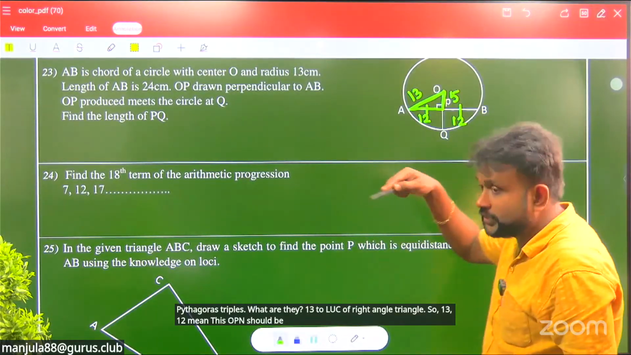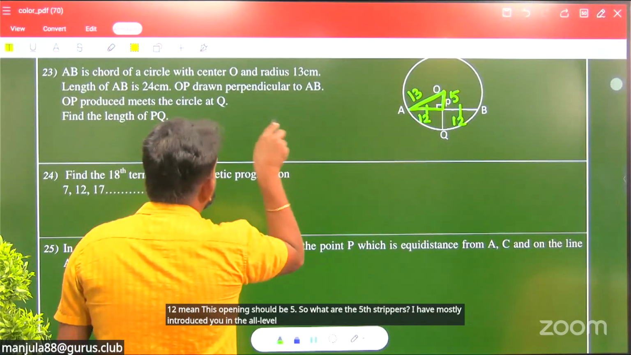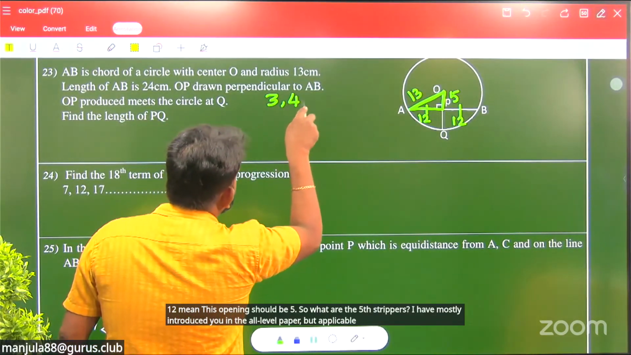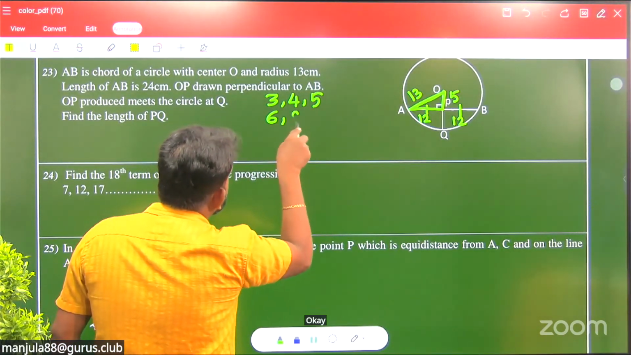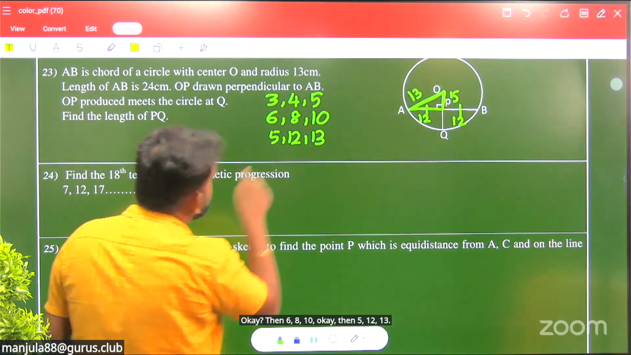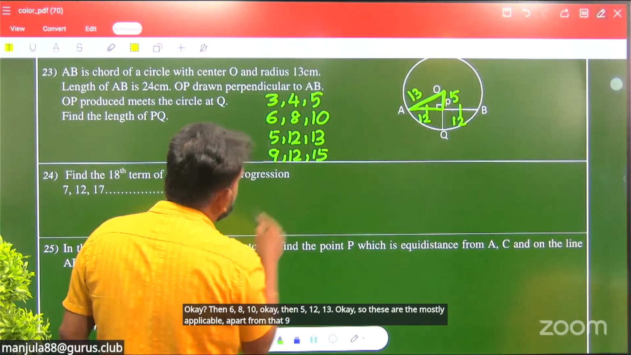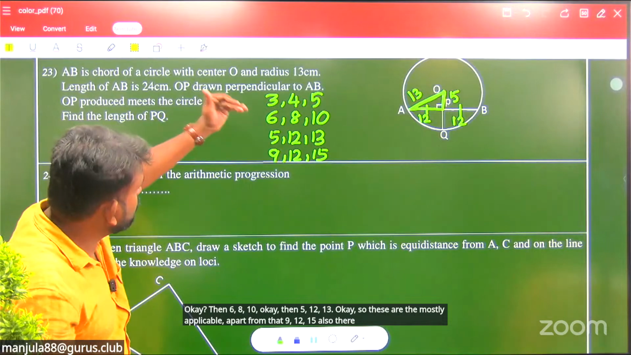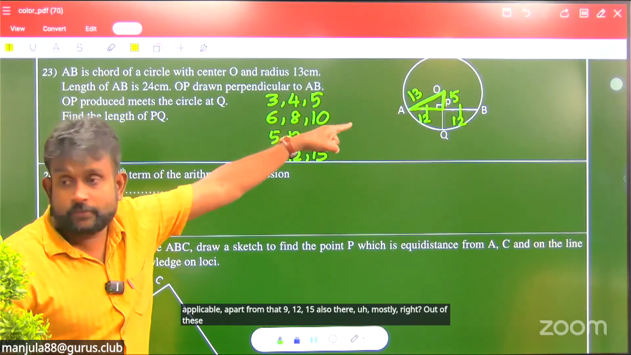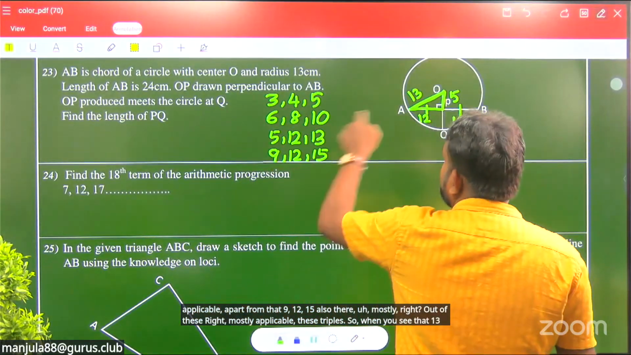So what are the Pythagoras triples? I have mostly introduced you to them in the O-level paper, but the applicable ones are like 3, 4, 5. Then 6, 8, 10. Then 5, 12, 13. So these are the mostly applicable ones. Apart from that, 9, 12, 15 are also mostly applicable. So when you see 13, 12, then the balance is 5.